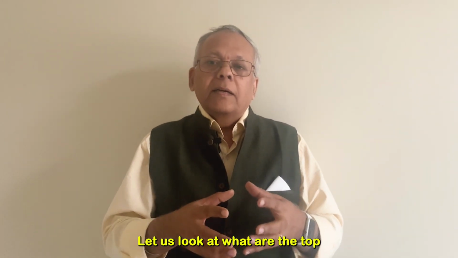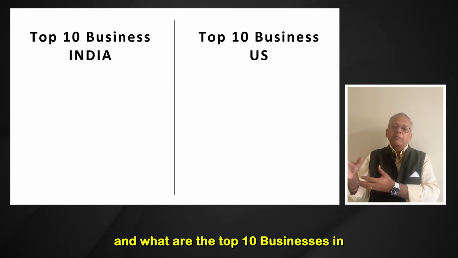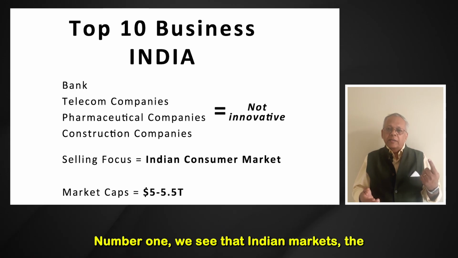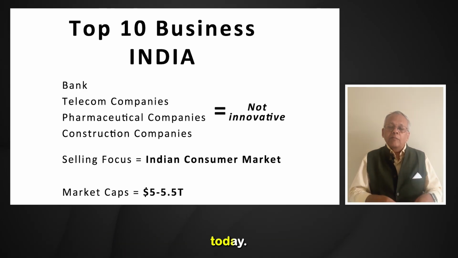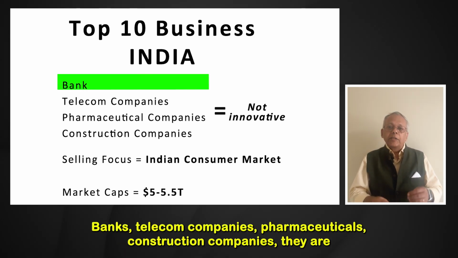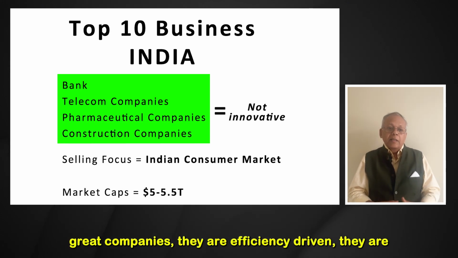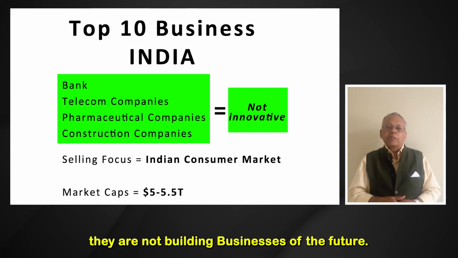Let us look at what are the top 10 businesses in India in the public markets and what are the top 10 businesses in the US in the public markets. When we compare them, what do we see? We see two, three things. Number one, we see that Indian markets, the companies are good, the Indian market is doing very well, but the businesses are businesses of today. What do we see there? Banks, telecom companies, pharmaceuticals, construction companies. They are great companies. They are efficiency driven. They are giving good returns, but they are not innovative. They are not building businesses of the future.